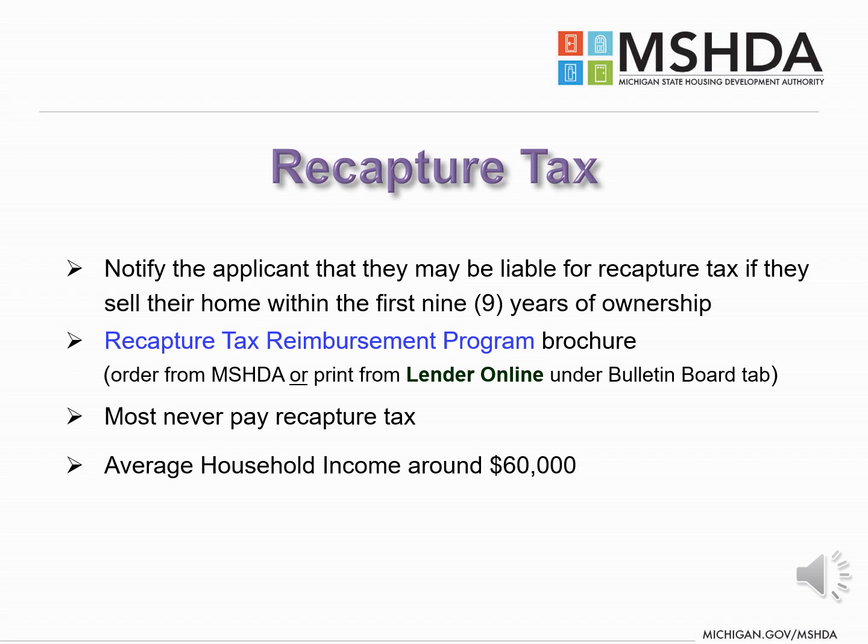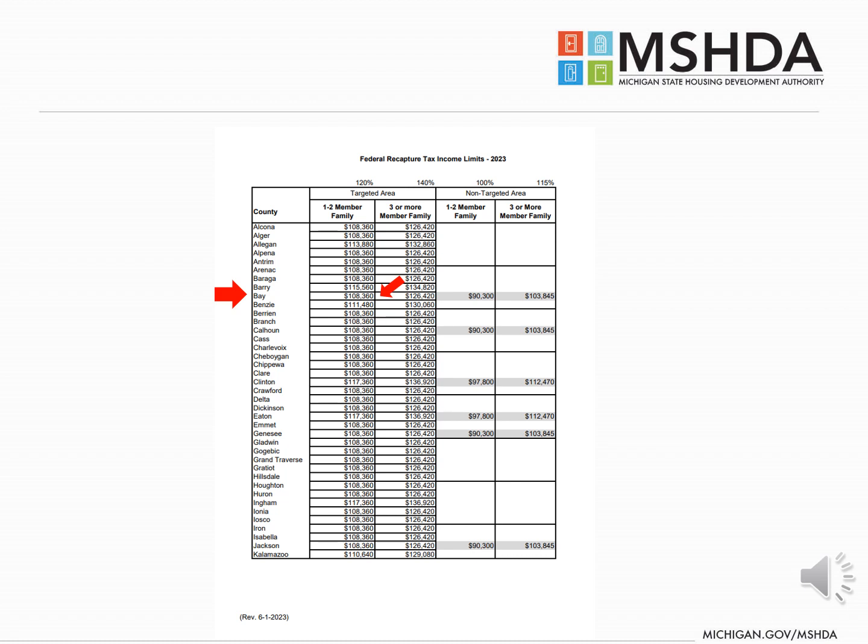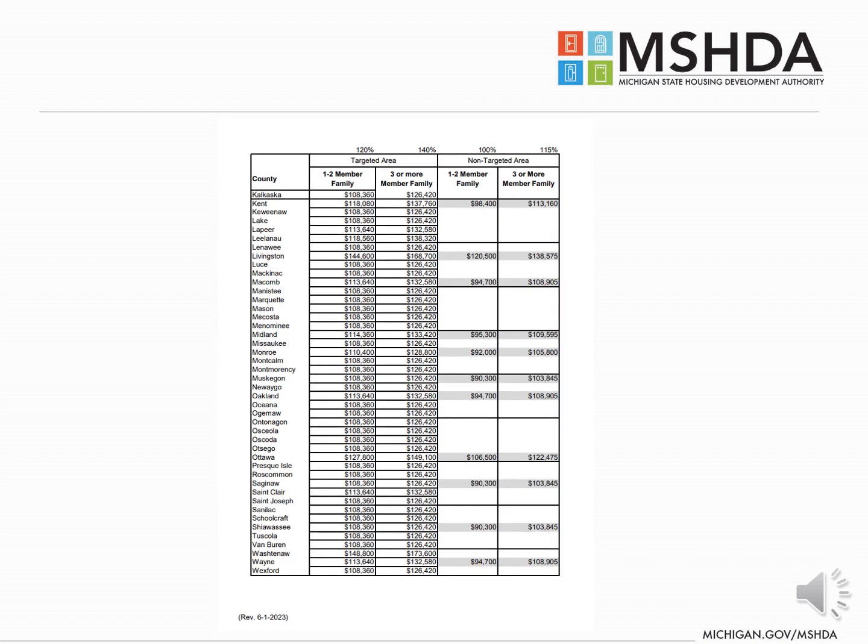For example, the average household income on a MSHDA loan is around $60,000. The recapture income limit chart will provide you the information you need by the county in which the house is located and whether it is in a targeted or non-targeted area. For example, we have a single borrower that purchased a home in Bay County, targeted area. The number under 1 to 2 member household is 108,360. We will go past page 2 of the chart to page 3.